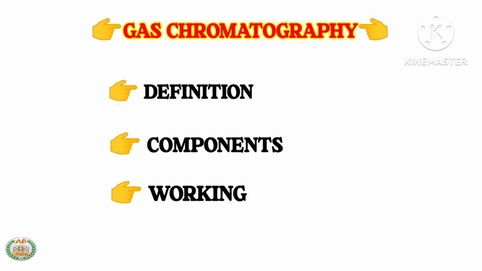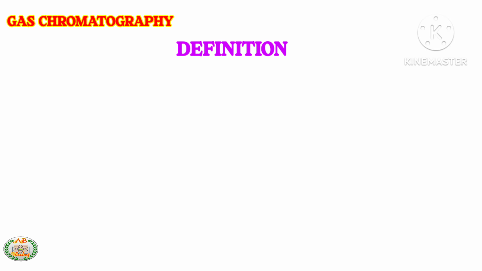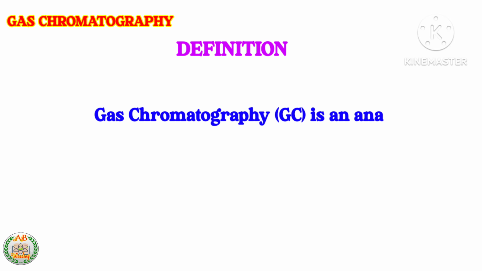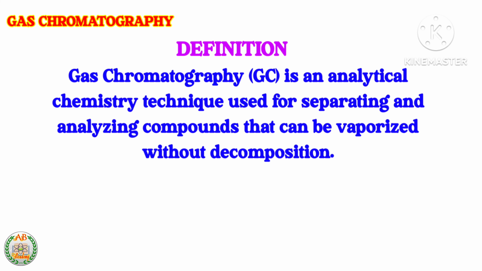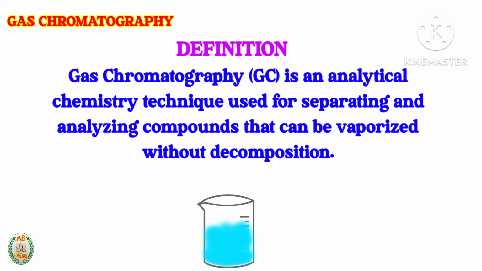Definition, components, working. Firstly, let us see the definition of gas chromatography. Gas chromatography is an analytical chemistry technique used for separating and analyzing compounds that can be vaporized without decomposition. Gas chromatography is a chromatography technique used for the separation of volatile compounds. Volatile compounds are the compounds that get easily vaporized at room temperature.